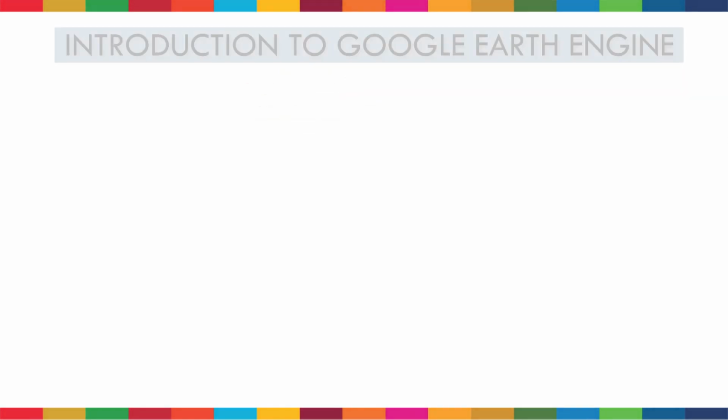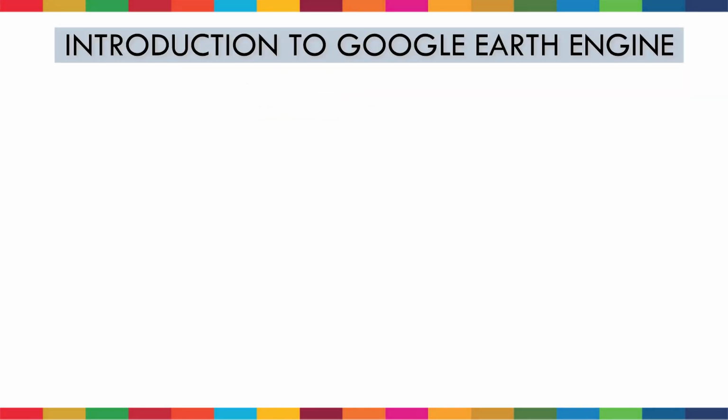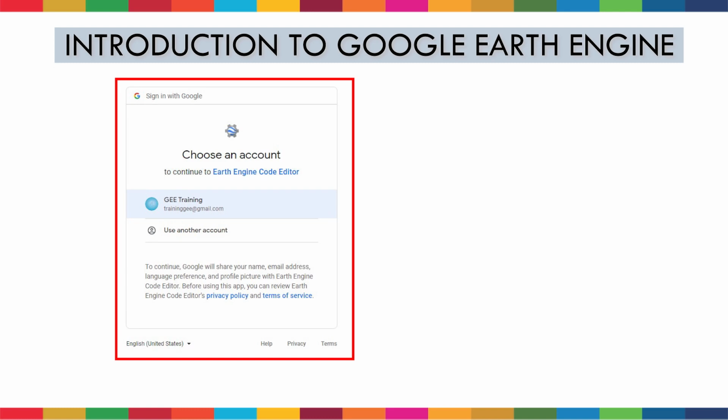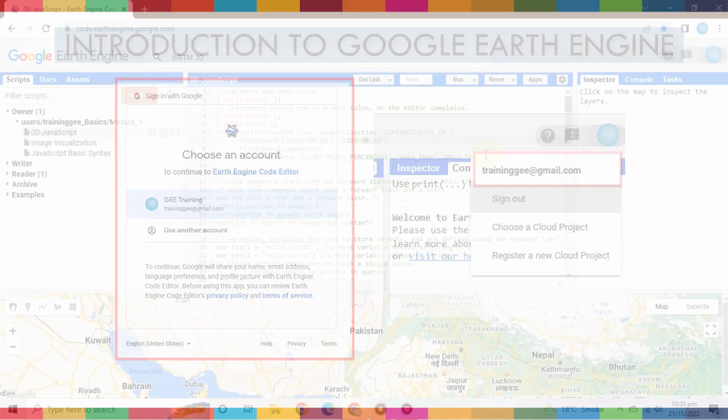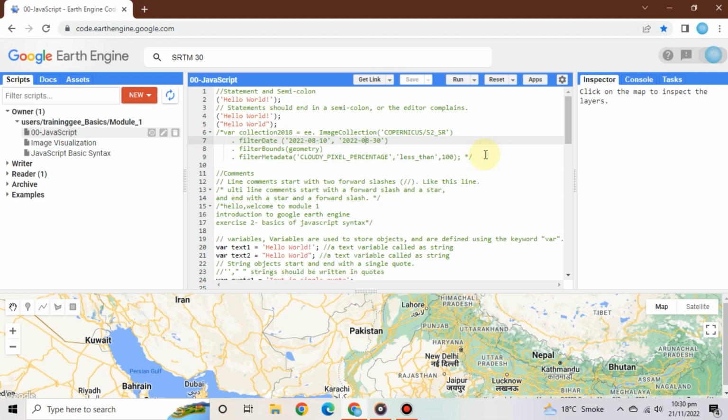Welcome to Module 1, Introduction to Google Earth Engine. In our previous video, we talked about some initial steps for signing up after you create an account and proceed to Code Editor. The end result looks something like this. This is an interface of Code Editor which works with JavaScript API.